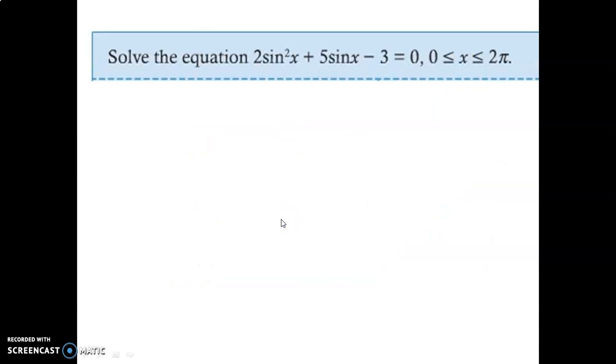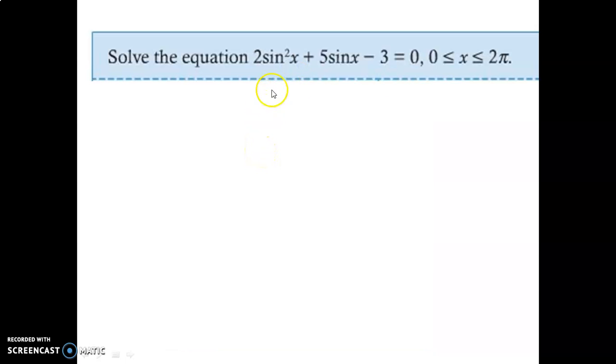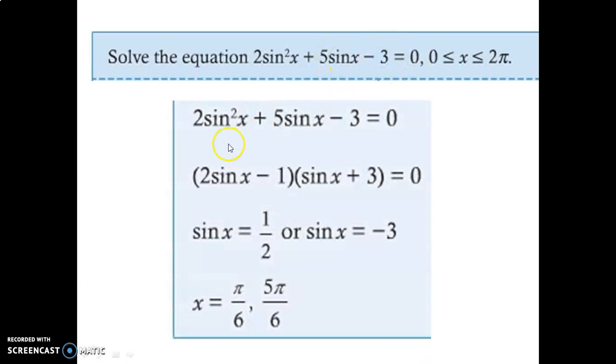All right, try this one out. This one's a little tougher. Let's take a look. When you look at this, what do you see? Does it look like something? Hopefully you answered that it looks like a quadratic equation. We see a sine squared and then just a sine and then just a constant. So let's treat it like a quadratic. Here it is. I'm factoring it.